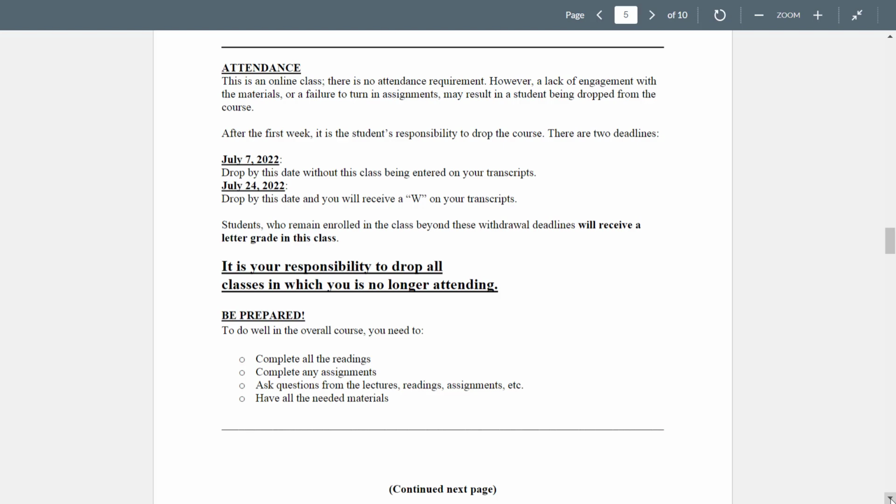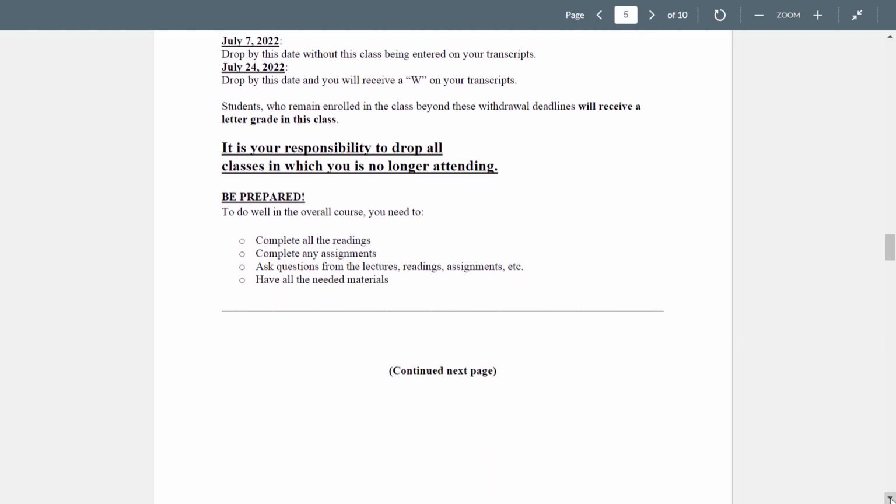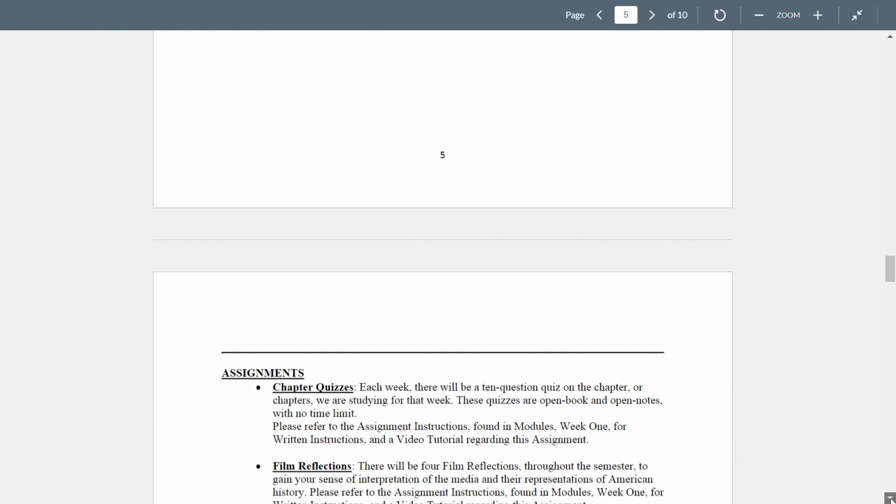Students who remain enrolled in the class will receive a grade. Okay, so understand that if you leave after week three and you don't drop, and you don't turn anything in weeks 4 through 8, you're probably going to end up with an F. So you don't want that. It's your responsibility to drop the classes you're no longer attending. Please read how to be prepared for the class.